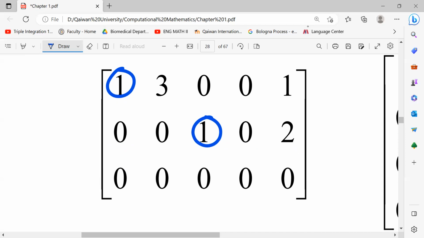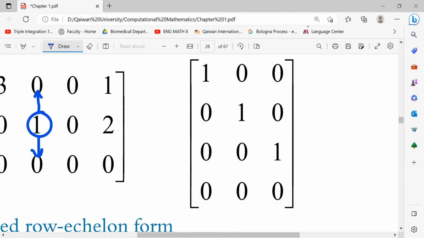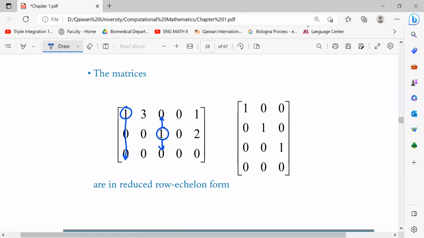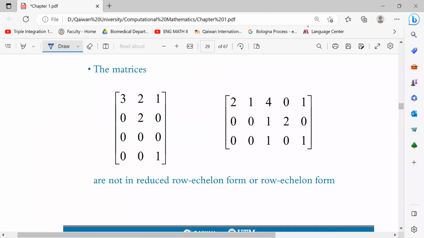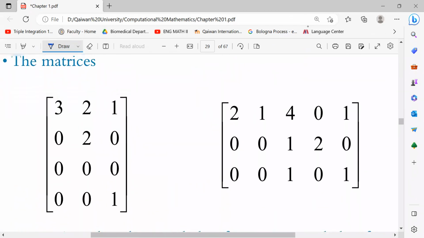It's the third condition. Now, in the column in which we have the leading entry, all the other entries must be 0. This one is. And here also, we have a leading entry. This satisfies it? Yeah. So this is reduced row echelon form. For this one, it's the same. So these two matrices are in reduced row echelon form, but these two are not. These are not in reduced row echelon form.